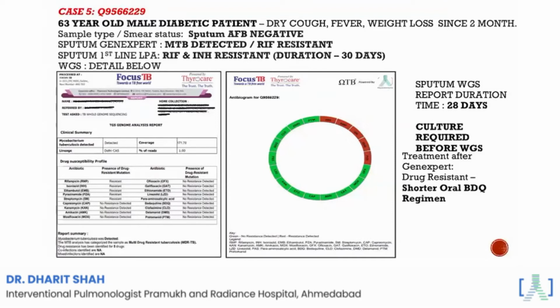So after the end of the 28th day, we directed the patient to the all-oral longer regimen. So you can see 28 days and 30 days. So a 2-day gap. Just an early start with the WGS report.